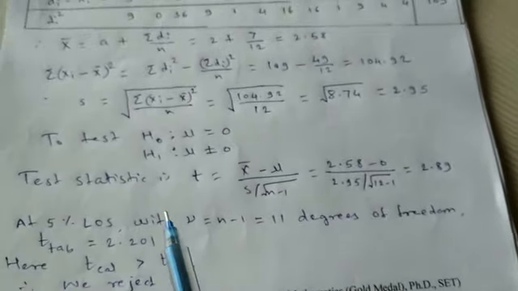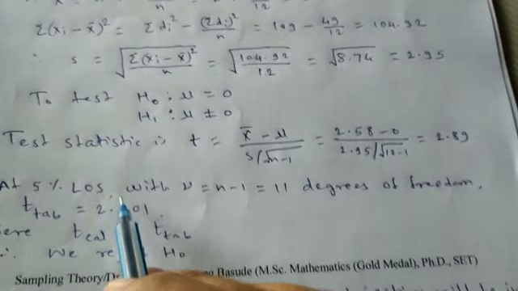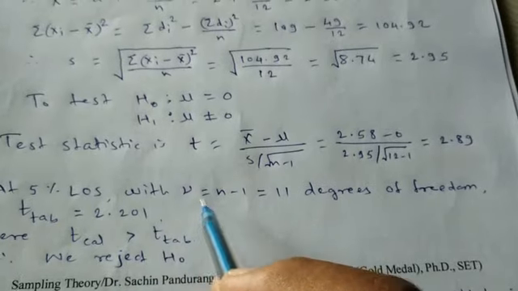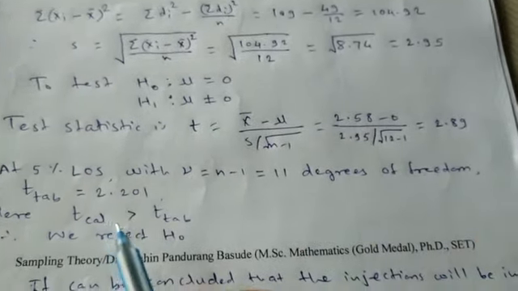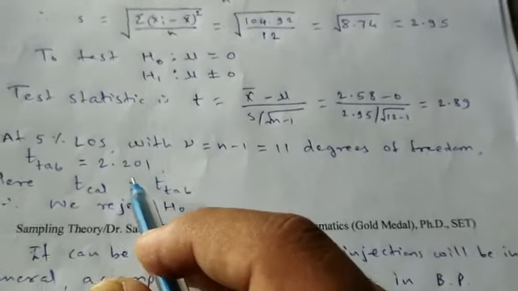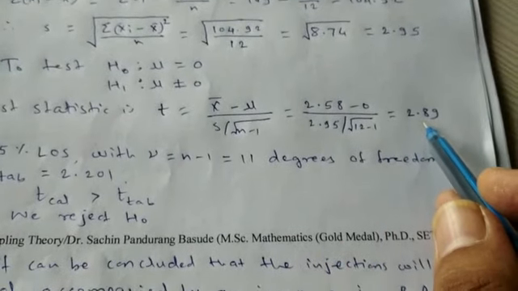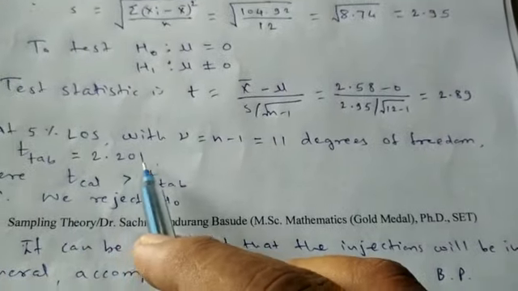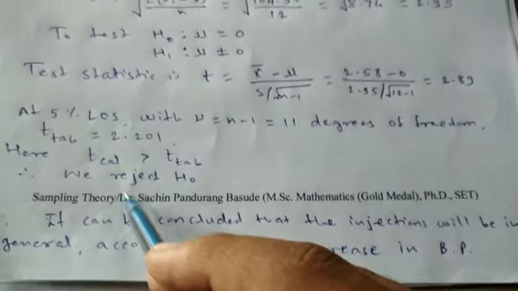So level of significance is not mentioned here. So at 5% level of significance with nu equal to n minus 1, which is 11 degrees of freedom, the tabulated value is 2.201. You can see this value in the table. So here observe: T calculated is 2.89, T tabular is 2.201. So T calculated is greater than T tabular value, so we reject H0.